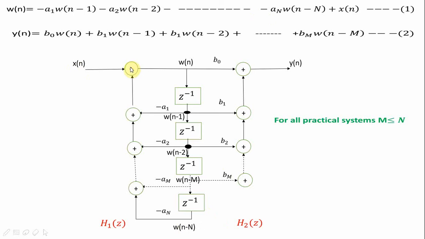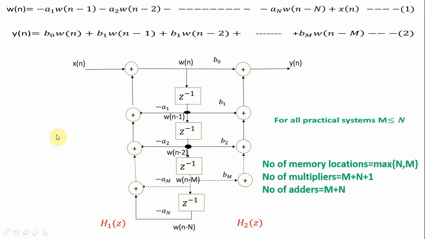All these added together with x of n, I get w of n. That is h1 of z. Then from the second equation, b naught multiplied directly by w of n, plus b1 w of n minus 1, b2 w of n minus 2, etc., up to bm w of n minus m. All these added together to get y of n.